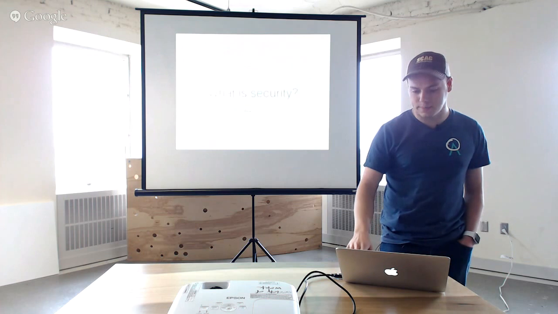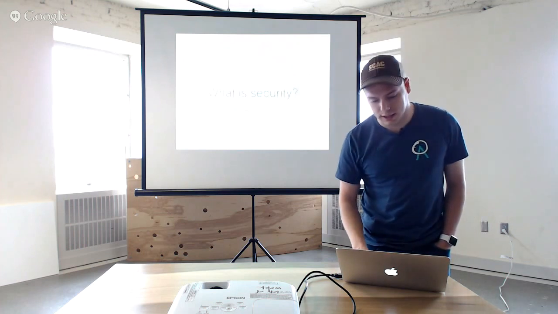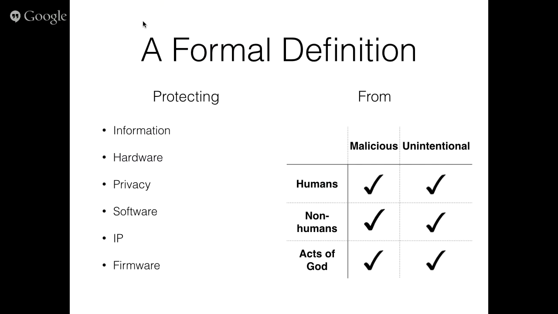So we'll get started. What is security? I'll just give a formal definition really quick. It's protecting things like information, hardware, privacy, software, intellectual property, firmware, basically anything you want to keep from either malicious humans, malicious non-humans, like bots, acts of God. They happen. Unintentional humans, that happens a lot, right? Unintentional non-humans, and acts of God.